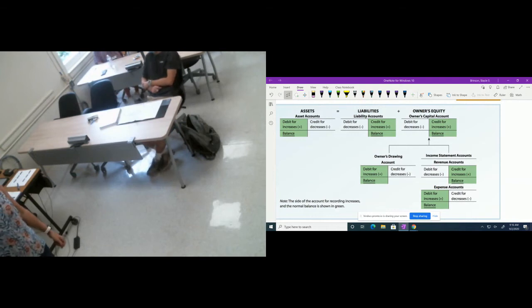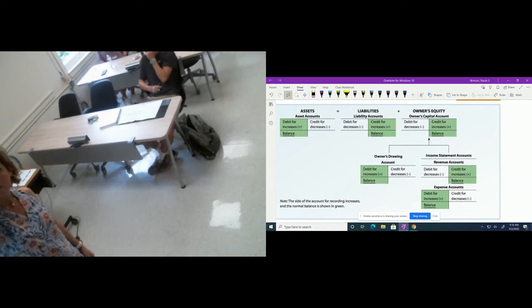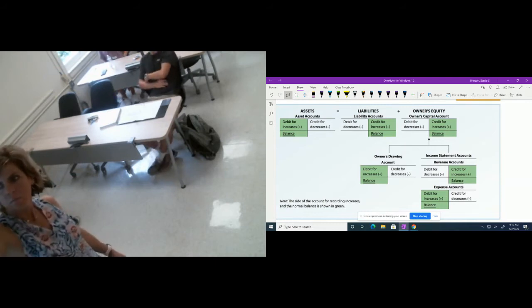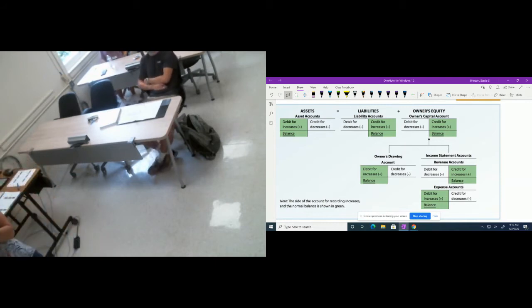All right, so let's do an example just to get familiar with debit and credit. Let's look at each one of these and indicate what kind of entries would be typical in that account. It might be debit only, credit only, or both. So we need to indicate the typical entries and what the normal balance is. Remember, you can always refer back to your diagram there.